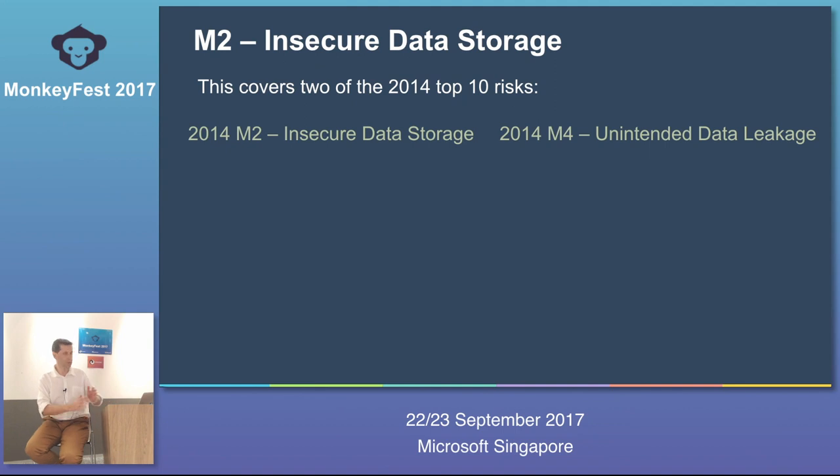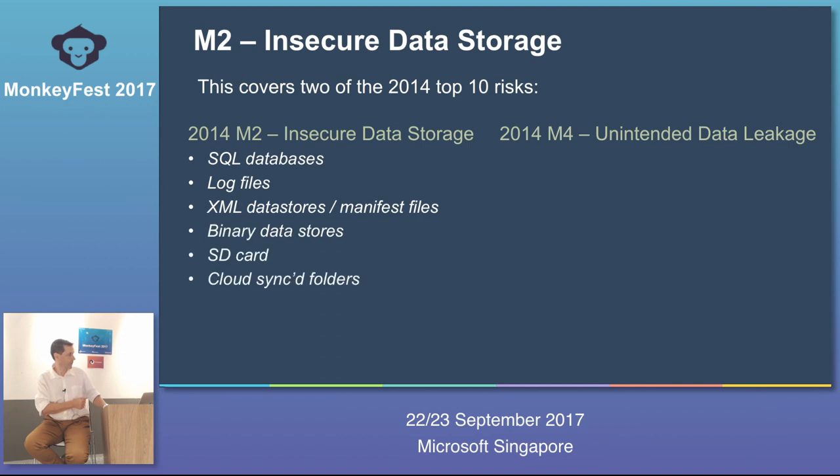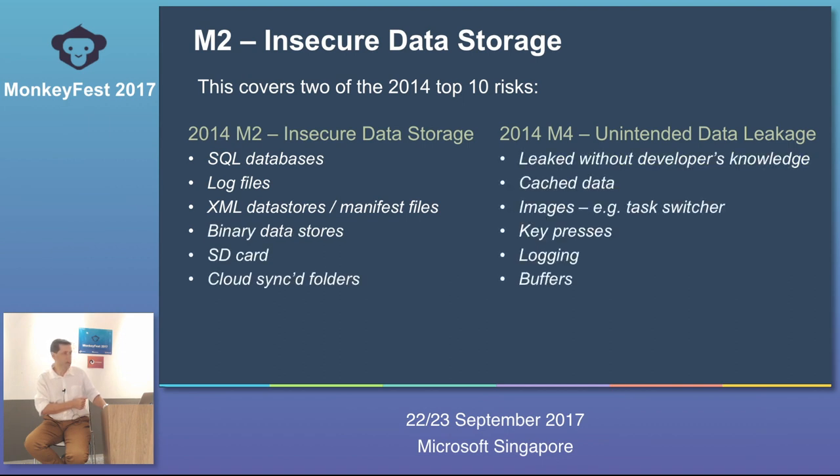So the next one we'll take a look at is insecure data storage. And that list that I popped up at the start with the 2014 list and the 2016 list, if you remember, this was made up of a consolidation of two separate items on the old list. So these are things that are listed as likely culprits for each of these.